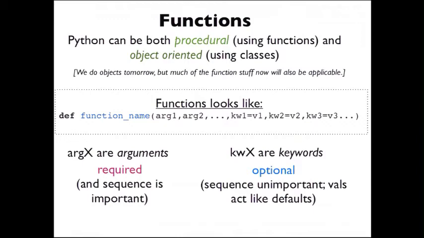Arguments are required, and the order in which they're presented when somebody calls this function is also fixed by the way that you define them. So if you have function name, comma x, comma y, comma z, and you're calling that function from somewhere else, you better be sure that the first argument you give it is what you want to be called x inside of that function. When you have keywords, those are considered optional.